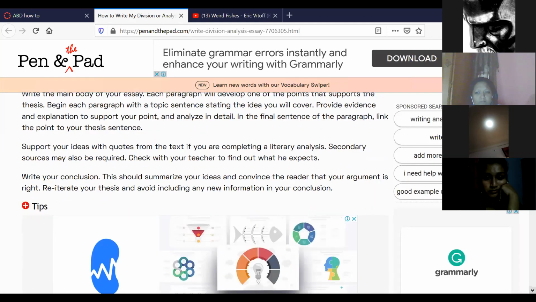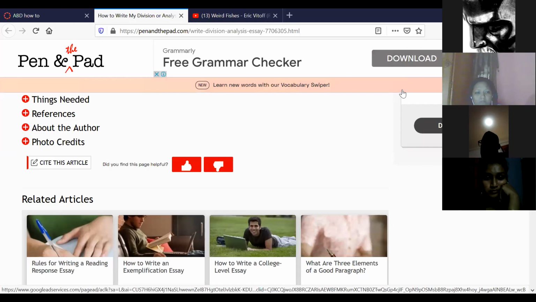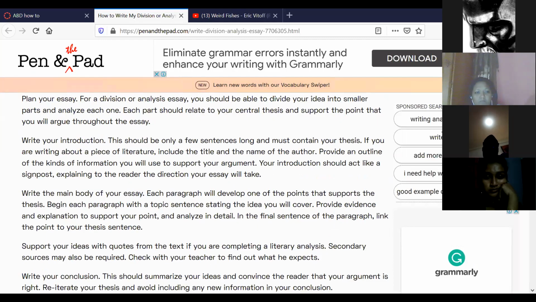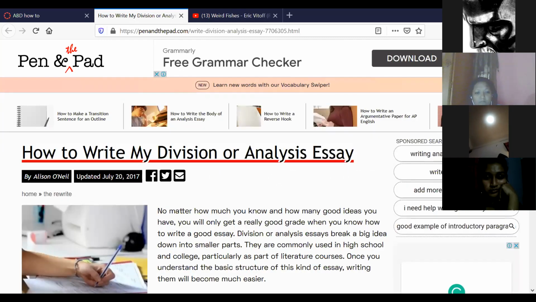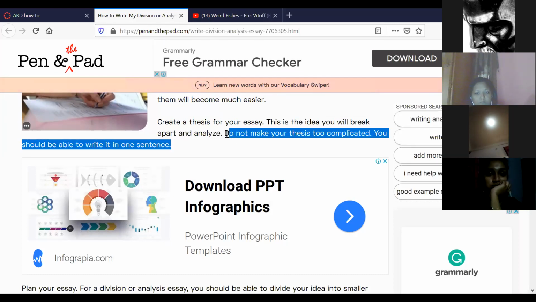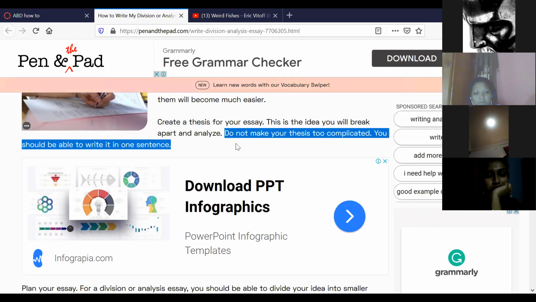Right. This is another guide and some tips that you can look at. Highlighted here, of course, so for you to take note of, do not make your thesis too complicated. And it should be a sentence. Try and get your thesis statement into one sentence, right? So again, you can go through this, but it's repeating the information on what an analysis by division is.